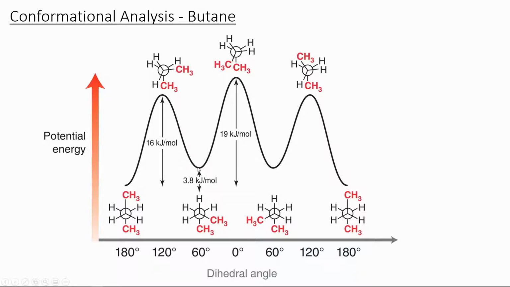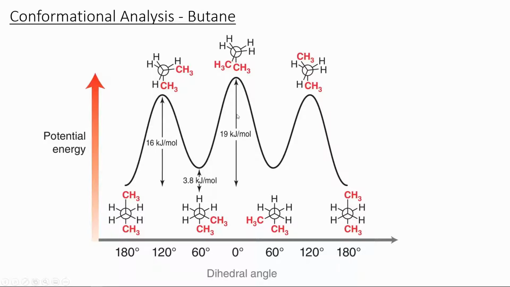Then we have a dip again. We're going back to a staggered conformation. However, this staggered conformation is a little bit different than we've seen before. We have a gauche interaction between these two methyl groups. That occurs when, in a staggered conformation, you have two bulky groups that are directly next to each other. This wasn't an issue with our hydrogens because of how small they are, but these methyl groups are much larger. So we're going to have a 3.8 kilojoule interaction here that costs us some stability.